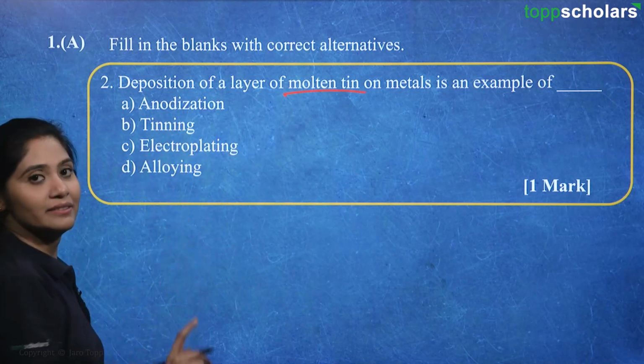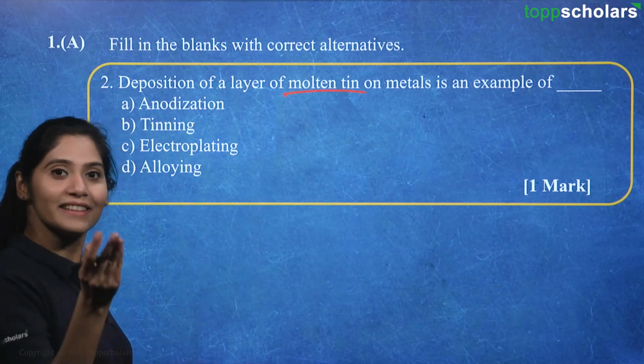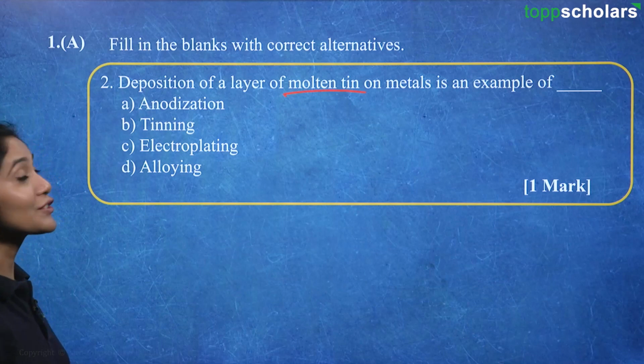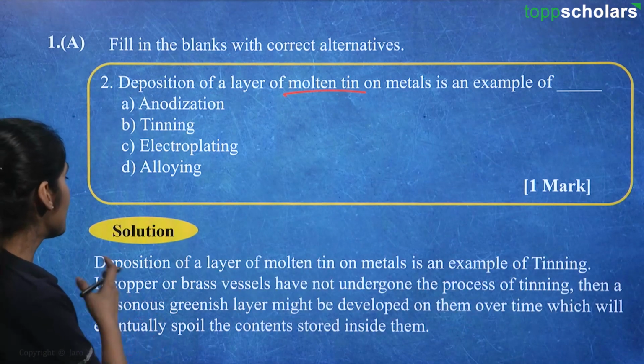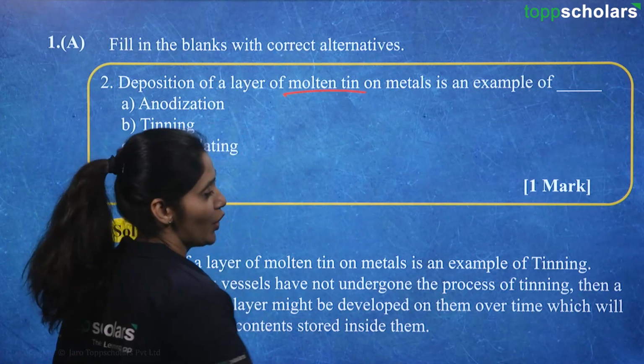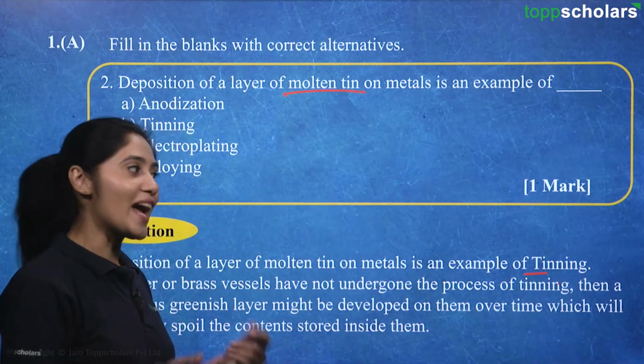Is it tinning? It can be tinning, right? Yes, it is tinning. There you go. You get your 1 mark easy. Let's see the solution though. Deposition of a layer of molten tin on metals is an example of tinning. So, we are absolutely right.